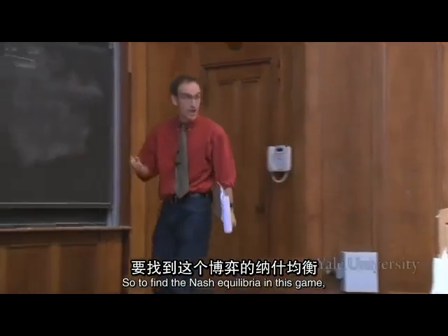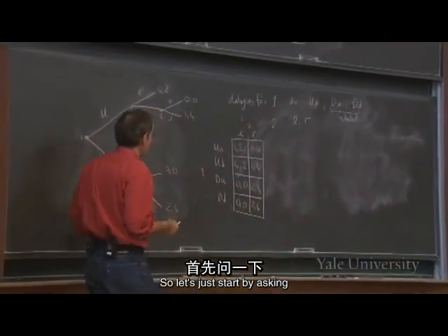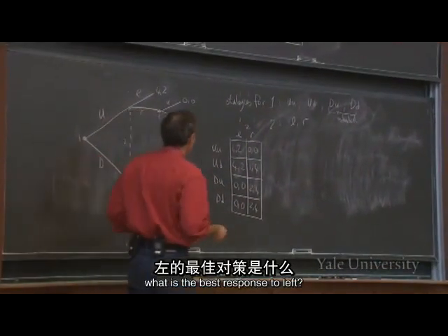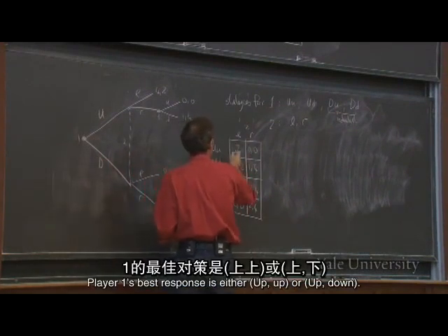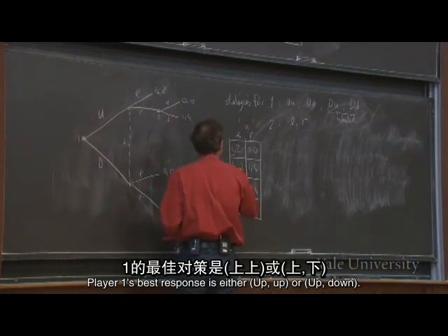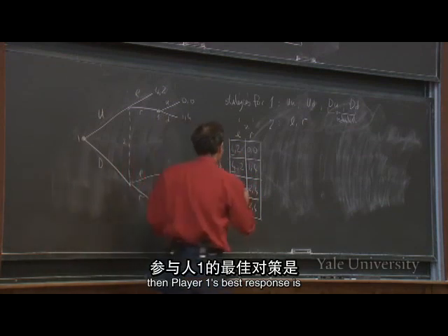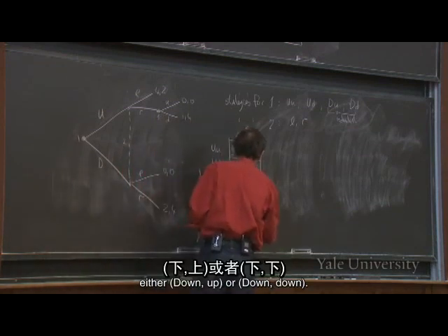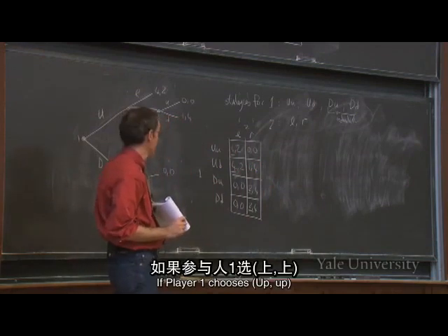So to find the Nash equilibria in this game, we're going to find best responses. All right? So let's start by asking, what is the best response to left? If player 2 chooses left, player 1's best response is either up, up, or up, down. If player 2 chooses right, then player 1's best response is either down, up, or down, down. All right, everyone okay so far?